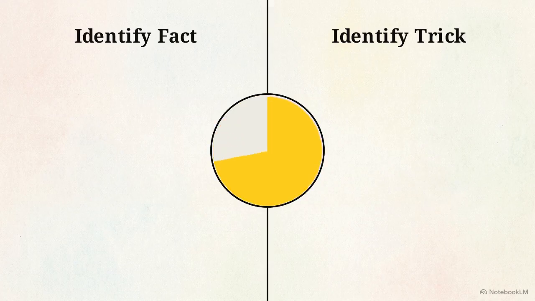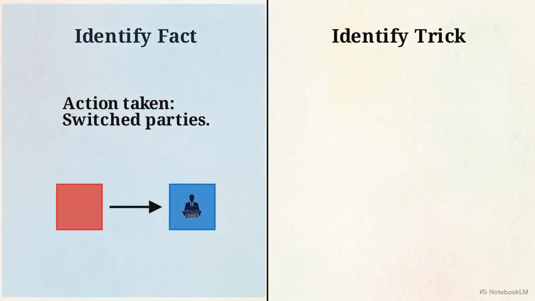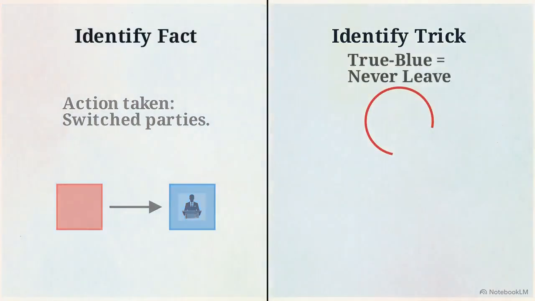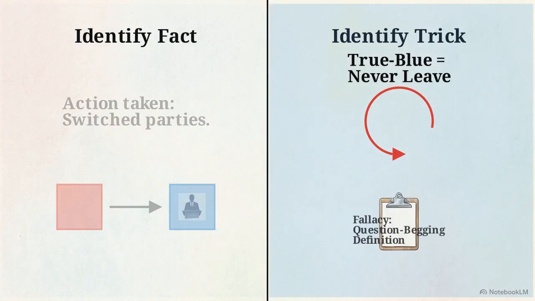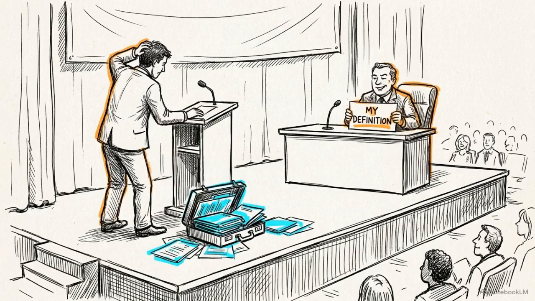Here is the first answer. The empirical, testable fact is the real-world action the politician took. He actually switched parties. And the second answer, the definitional trick relies on the phrase true blue. The critics are defining a Republican exclusively as someone who would never leave the party. Recognizing this split saves you from wasting your time. There is no point trying to prove facts to someone who is only arguing about definitions.